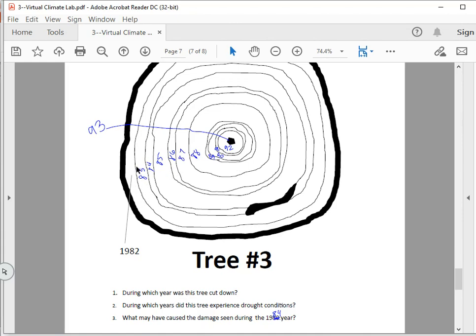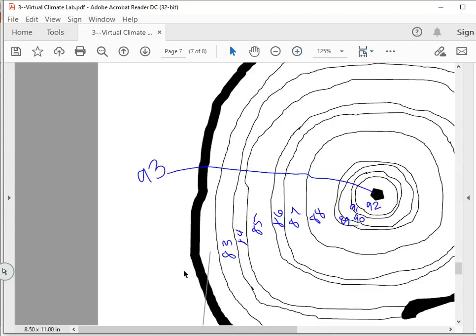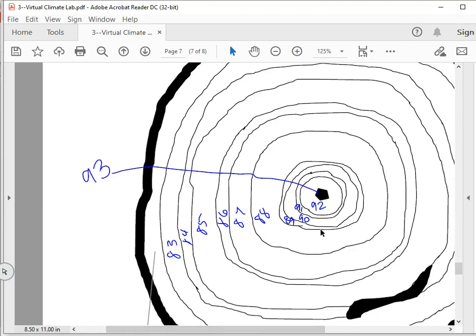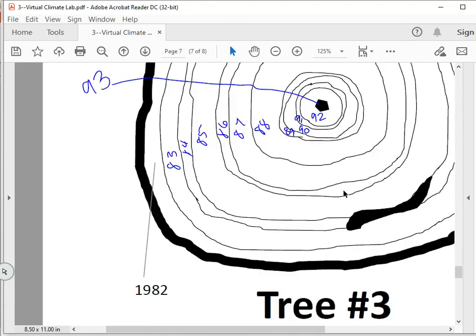And again, this time it was the growth years that were labeled. So I'm putting my numbers in between here. So I have 83, 84, 85, 86, 88, 89, 90, 91, 92. And then I just listed this dot here as 93 since we're counting it kind of separately.